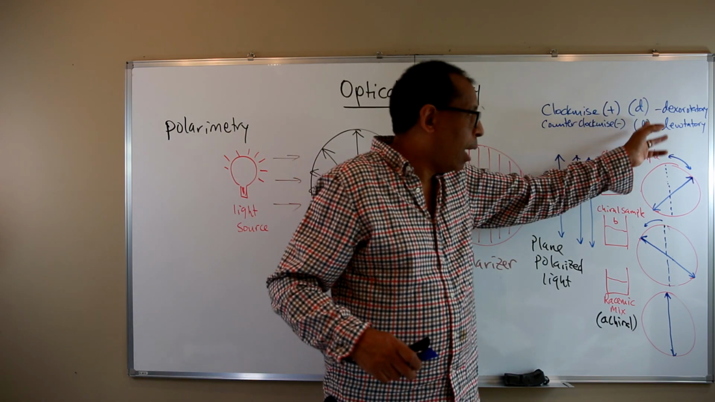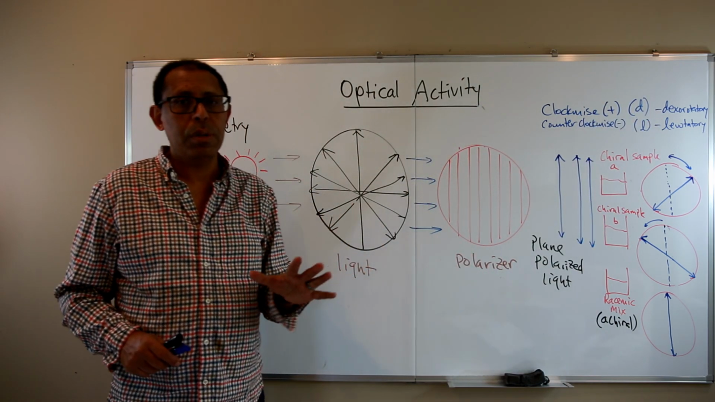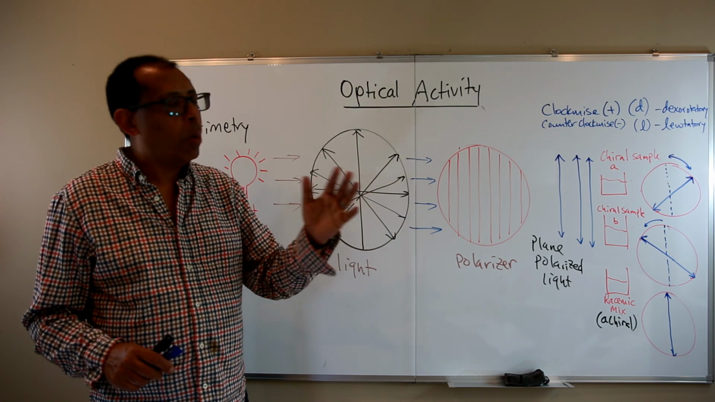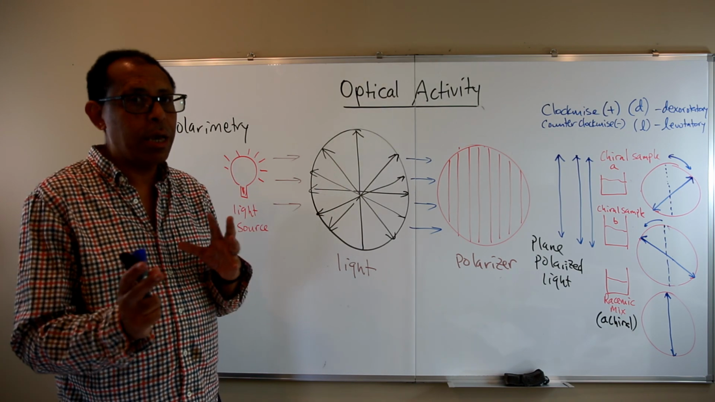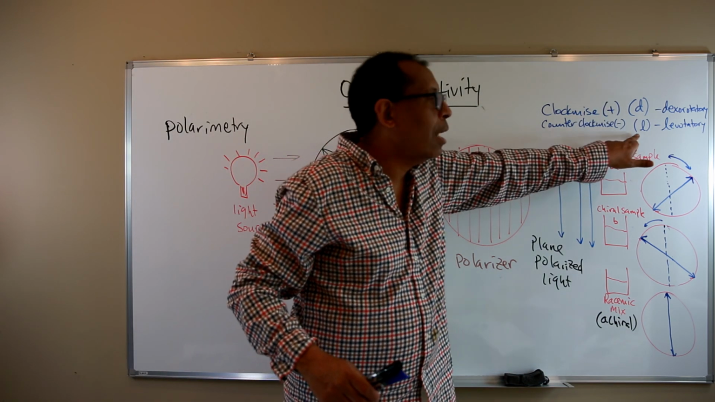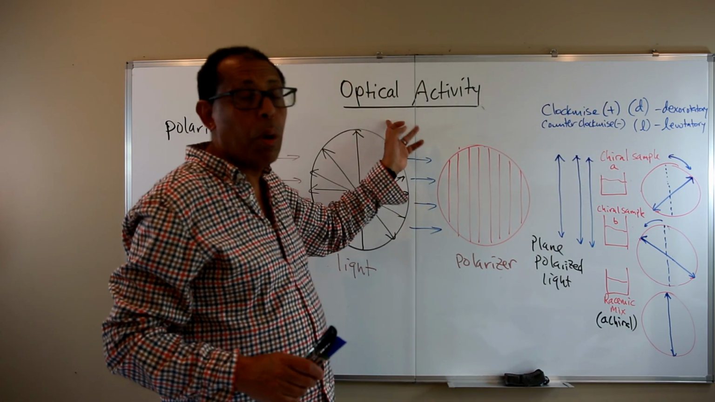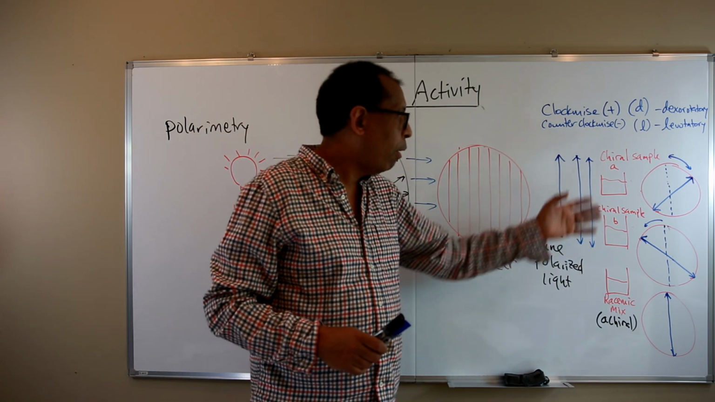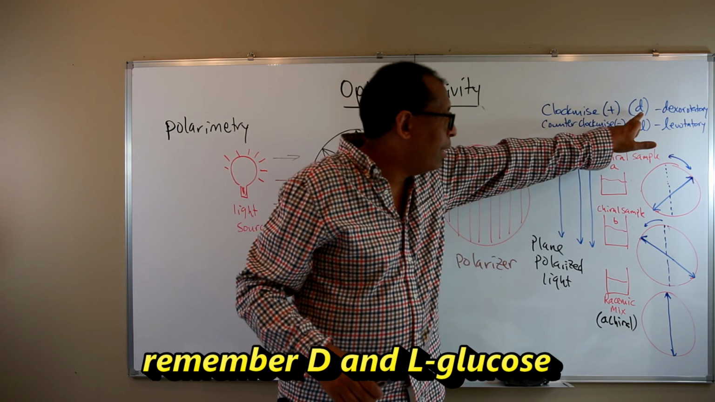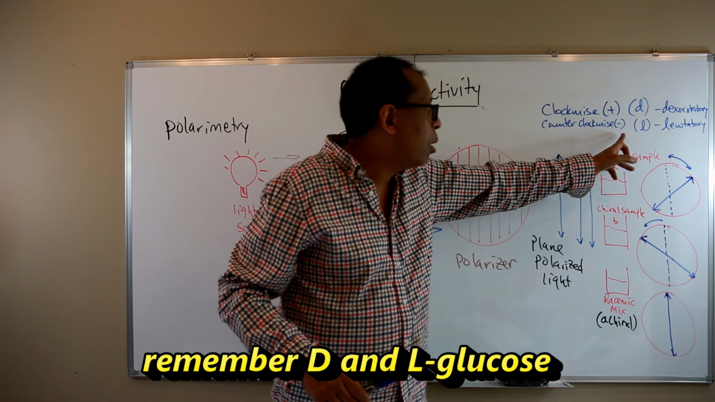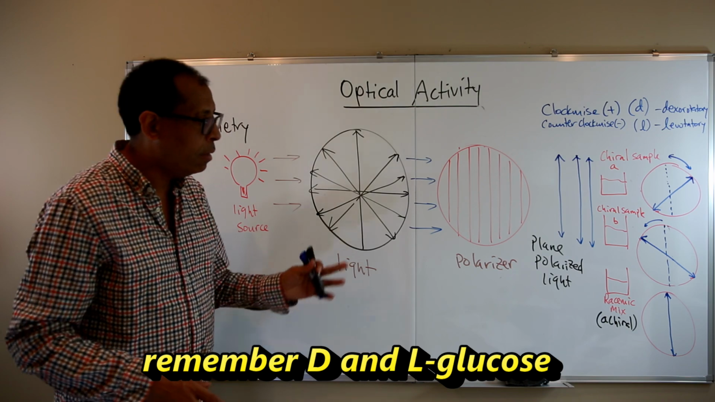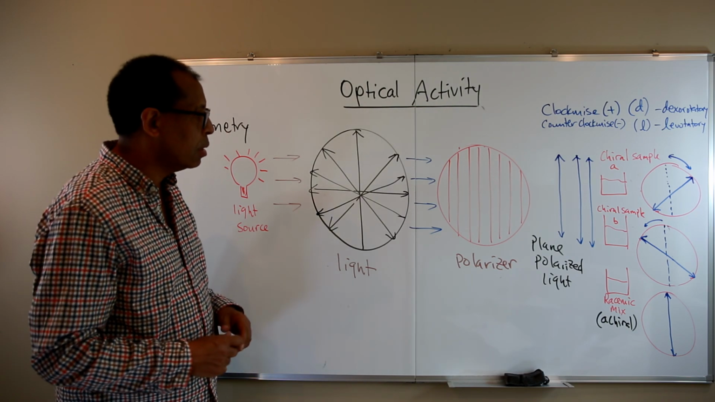So D and L are actually the absolute way of characterizing a compound, while R and S are assigned by just where the groups are in space. But this D and L measurement comes from optical activity, an actual measurement of the property of that compound. So clockwise is D, dextrorotatory, and counterclockwise, levorotatory. That means the plane polarized light would be deflected differently or in the opposite direction.